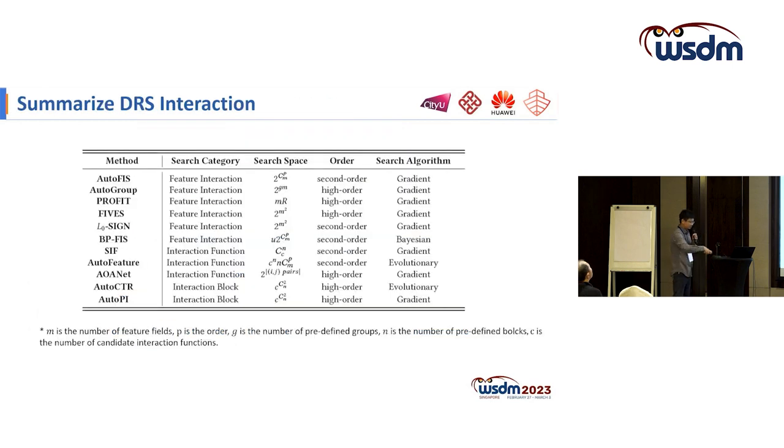And in the last slide of this component, we list all the works in this section. There are some works in the feature interaction category, some works in the interaction function category, and some works in the interaction block category. And we also list the search space, the order, and the search algorithm here. As we can see in the search algorithm part, there are a lot of different search algorithms, but due to the efficiency issue, the gradient-based search algorithm still takes the dominant position in this part.